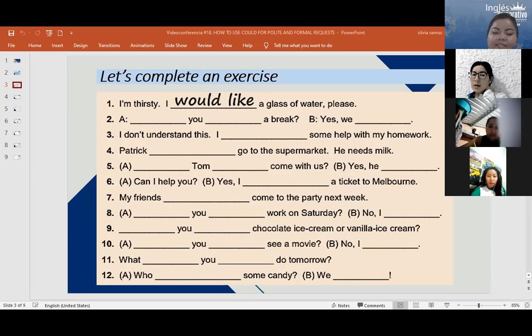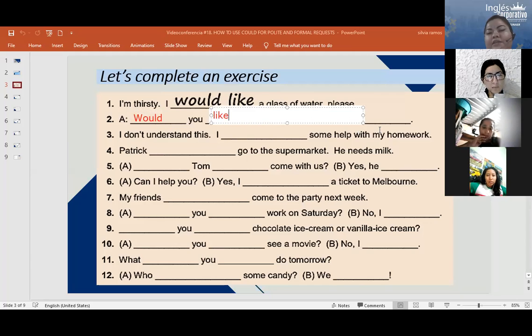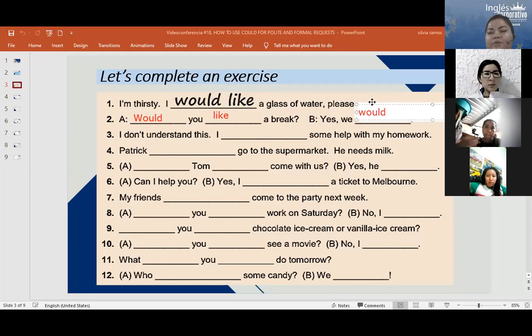Okay, let's check the answers, right? Let's check the answers right here and let's see what happens. We're gonna have here, well, the first one, we already know that is would like, right? We're gonna have here would, right? And then would you like a break? Would you like a break? Yes, we would. Yes, we would, right? Now, number three, Sandra.